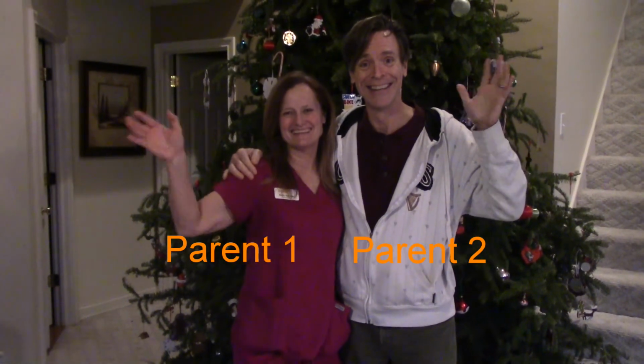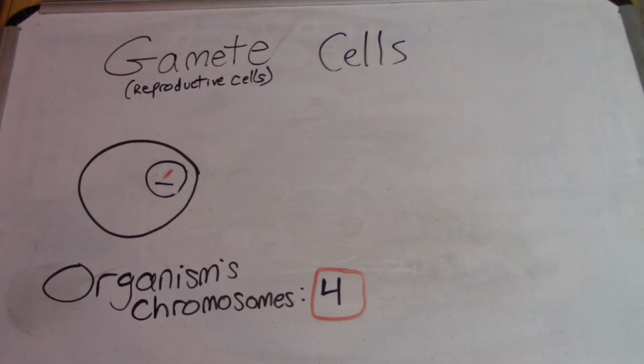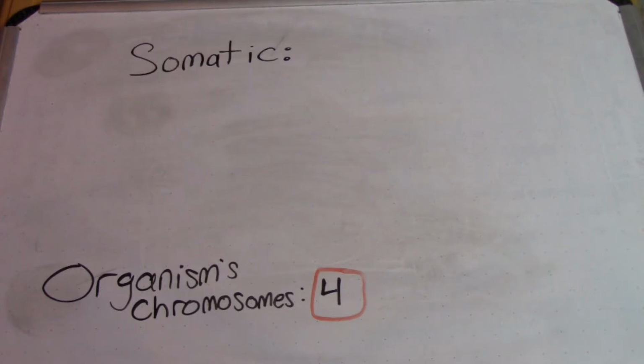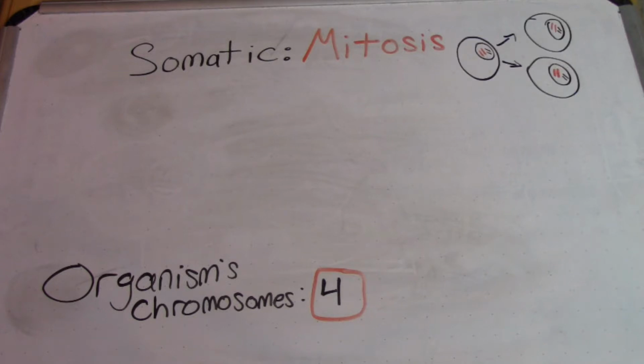Thanks, guys. Gametes are reproductive cells that have half of the normal chromosome numbers. They are haploid cells with only one set of chromosomes. In order for somatic cells to divide, they go through mitosis, the act of replicating chromosomes and dividing the cell to create two somatic cells, both with a full set of chromosomes.